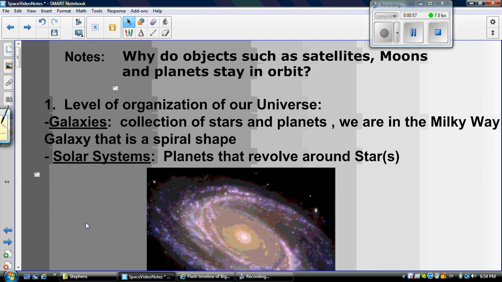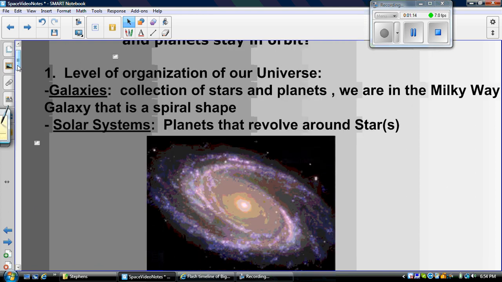Okay, so let's first look at the levels of organization in our universe. We have a universe, which is a collection of galaxies. Galaxies are a collection of stars and planets. We are in what's called the Milky Way galaxy, and its shape is a spiral shape. And that's a picture of a spiral-shaped galaxy right there.